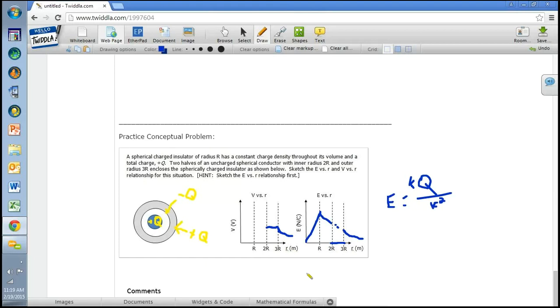Okay, then what about, again, if you have to leave at any time, I understand, we're almost done, though. What about between the insulator and the conductor? Yep, another inverse, right? And hopefully you'd see that it would actually be kind of like that. That makes sense?